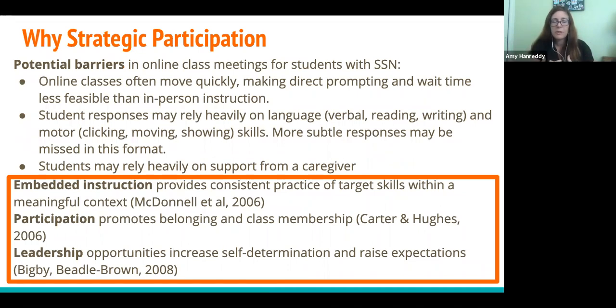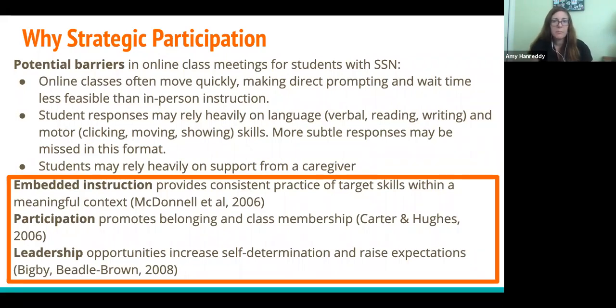Let's go a little bit deeper into the whys of strategic participation. In those online class meetings, we know that there tend to be some barriers for students with significant support needs. As we've talked to families and teachers who have been working through how these students can participate in class meetings since we started distance learning last spring, we hear stories about online classes moving quickly. Teachers are often worried about engagement. They don't want to have a lot of downtime. And that means that we tend to have a lot of teacher-directed instruction. And when we have student opportunities for participation, sometimes those opportunities happen fast. That makes really direct prompting or wait time that students with more significant needs might need in a typical learning scenario a little bit less feasible, because things are happening so quickly.